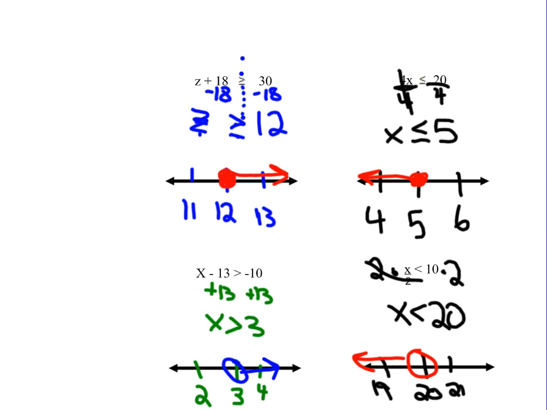Now the one other difference that I talked about, the one other thing that we want to look at here, and I'll just draw an example in there, is what happens when we multiply or divide by a negative. So let's say that I have the example negative 5x is greater than 10. If I want to solve for x here, I've got to get rid of this times negative 5.